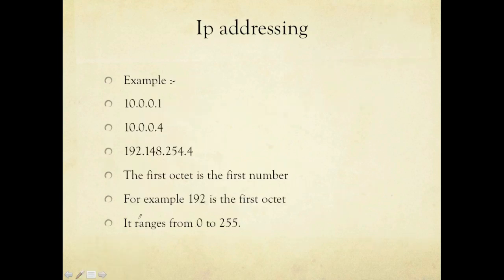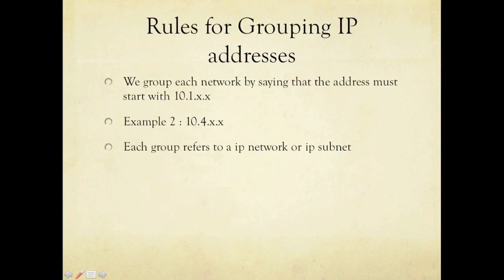Okay, so IP addressing. Examples are 10.0.0.1, 10.0.0.4, and 192.148.254.4. The first octet is the first number. For example, 192 is the first octet. An octet is 8 bits. The first 8 bits are 192, the second 8 bits are 148. So the format is x.x.x.x. It ranges from 0 to 255 as it is an octet.